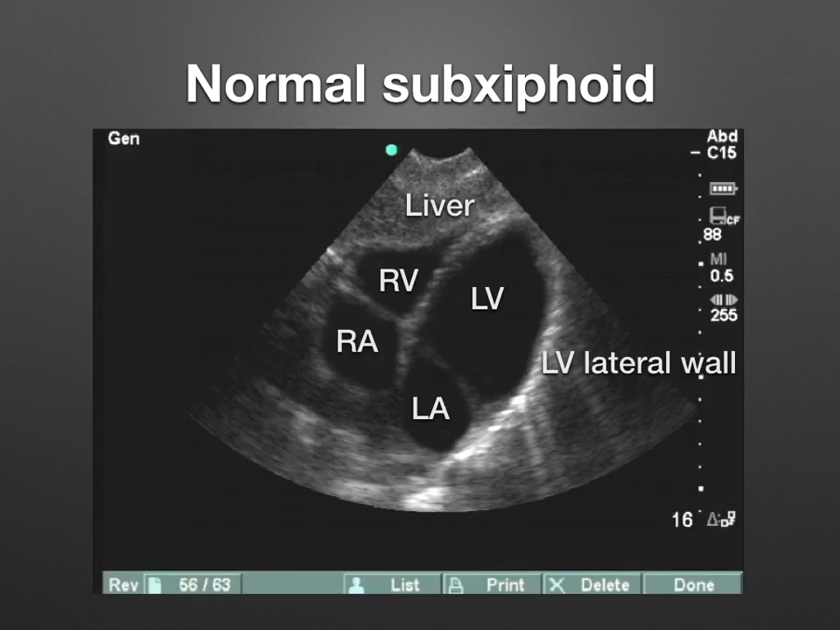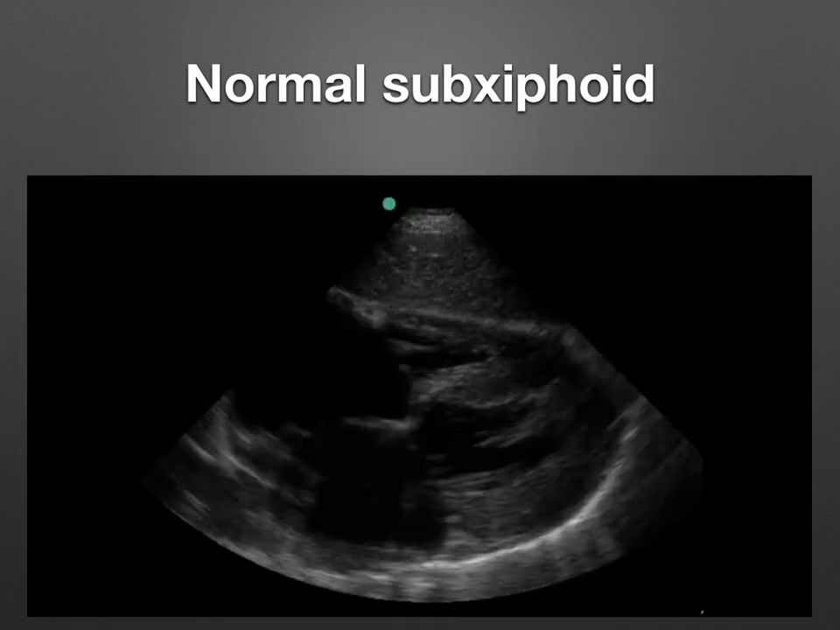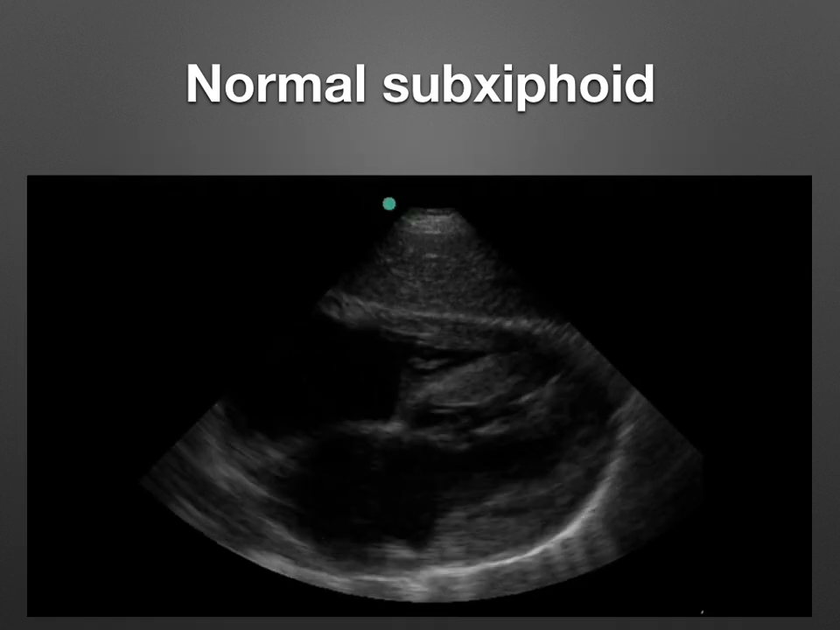So here's another subxiphoid view, just like what we talked about, with the liver in the near field, followed by the right ventricle and the septum and the left ventricle and the left ventricular lateral wall. And here's what it looks like in motion.